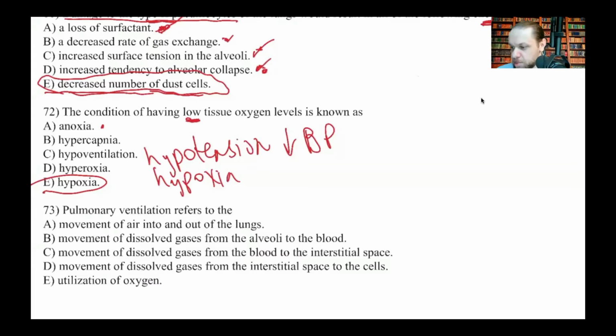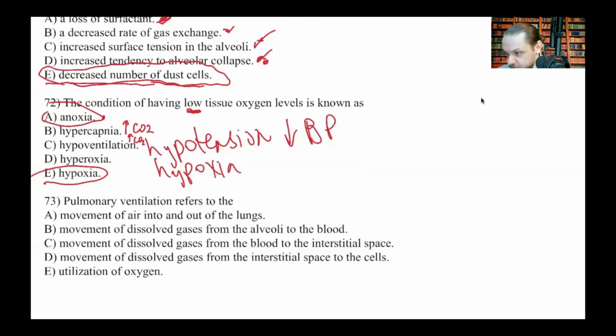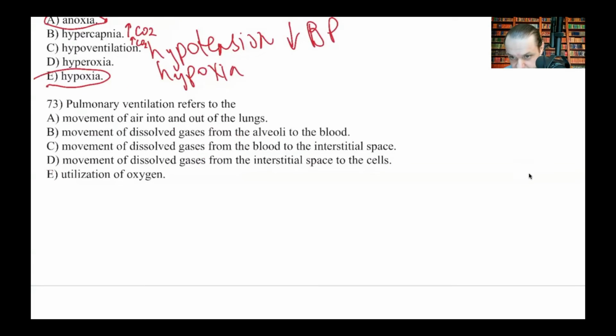Hypercapnia means elevated CO2. Hypoventilation means they're not breathing, which will essentially also give you high CO2. So the condition of having low tissue oxygen is hypoxia. Anoxia means none. All right. Let's do 73. Who else we got? Let's do Crystal.